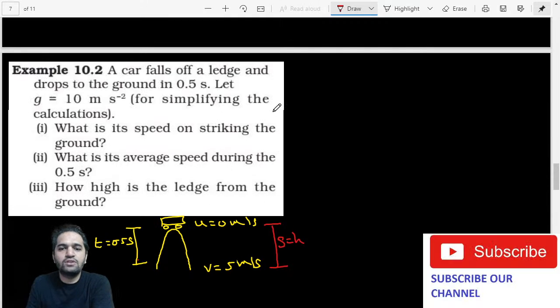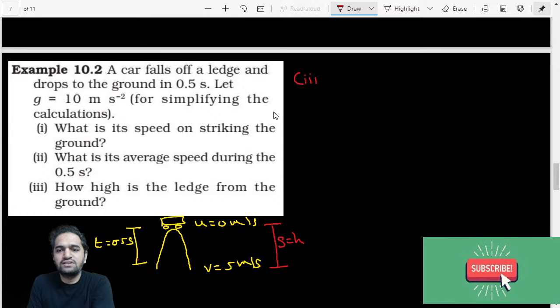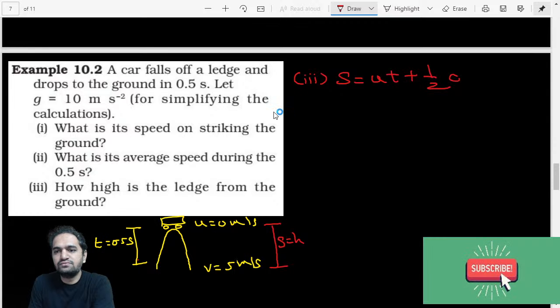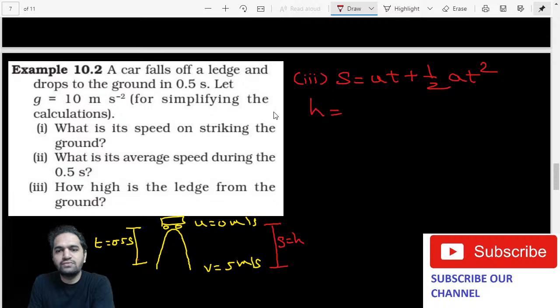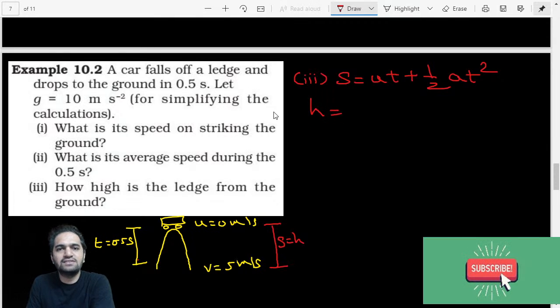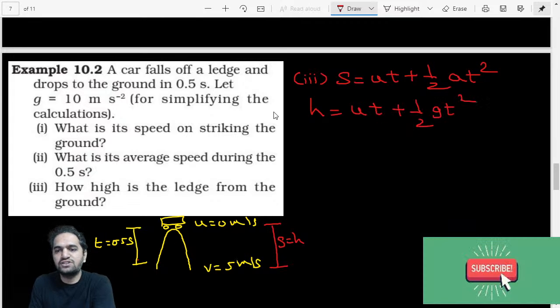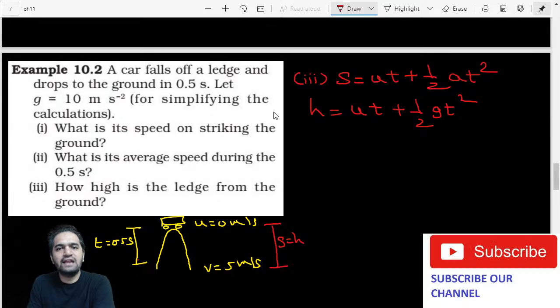Then what is the formula for S? That is displacement, a very simple formula: S is equal to ut plus half at square. But we have to replace S with H, because the displacement in this case is height, and A has to be replaced with g, so that is ut plus half gt square. And you can directly write down the formula.